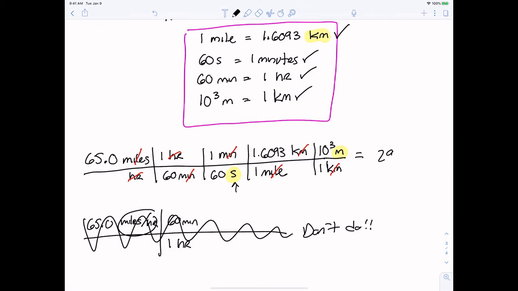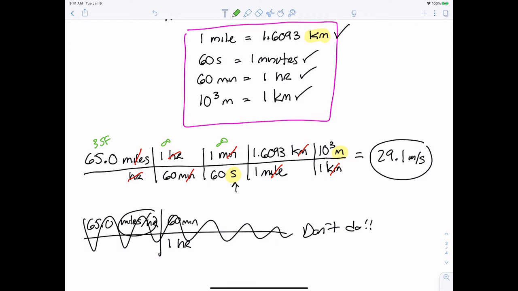So hopefully you guys did that. And I got 29.1 meters per second as my answer. Significant digits, let's go through here. Let me grab a different color. So 65.0 is 3 significant digits. 60 minutes to 1 hour is an infinite number, so infinity. 60 seconds in 1 minute, infinite.